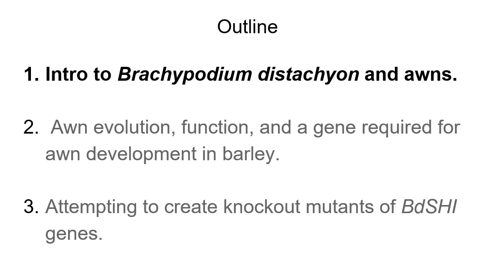First, describing the species I work with, Brachypodium distachyon, and the specific organ that I'm interested in, the awn. Second, I will go through awn evolution, function, and a certain gene required for awn development in barley. Third, I will describe my own work attempting to create knockout mutants of the Brachypodium short internodes genes, but for now you don't need to know any of that.